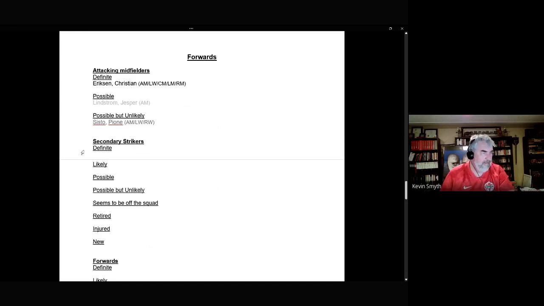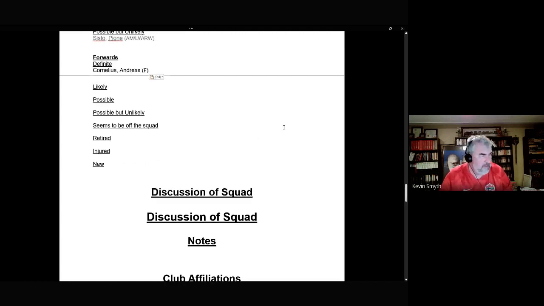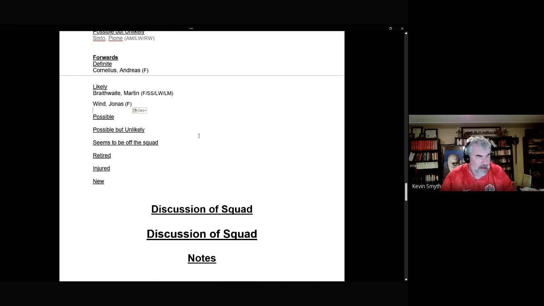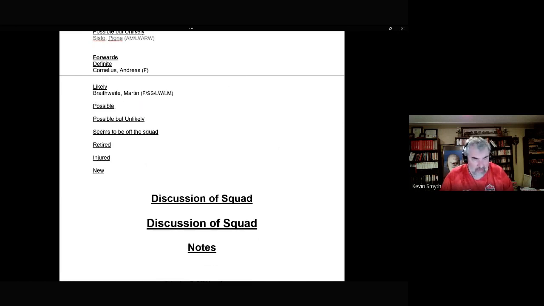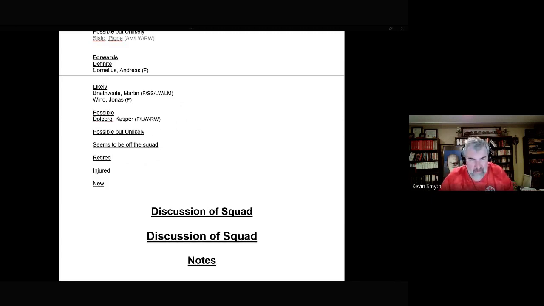Okay, well, we don't have any secondary strikers. That would be quite similar to an attacking midfielder role. So we move on to their forwards. And among their forwards, we have actually Andreas Cornelius as a definite candidate. And we have Martin Braithwaite as a likely candidate. Jonas Wind also a likely candidate. However, Jonas Wind is an injury doubt, so we'll talk about that soon. We have Kasper Dolberg, to my surprise, as a possible candidate.